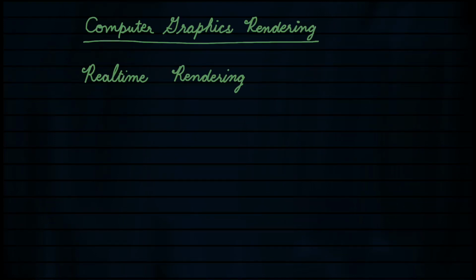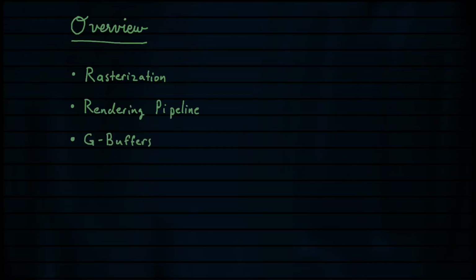Hello, welcome to Computer Graphics Rendering, and today we're going to talk about real-time rendering. We're going to cover three main topics. The first one is what is rasterization. Secondly, we're going to look at the rendering pipeline. And lastly, we'll take a look at G-buffers, which are used in deferred rendering.